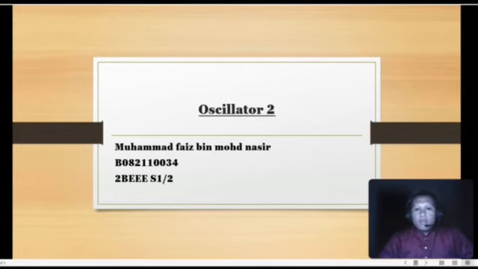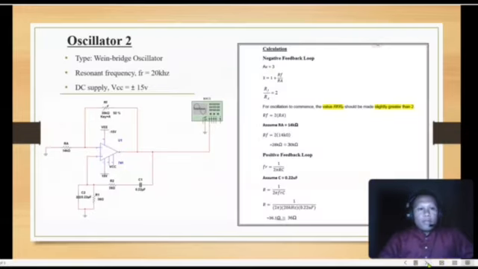Okay, I would like to present about oscillator 2. The given is a Wien bridge oscillator, resonant frequency equal to 20 kilohertz, and DC supply is 15 volt. Okay, this is a circuit, and this is a calculation.